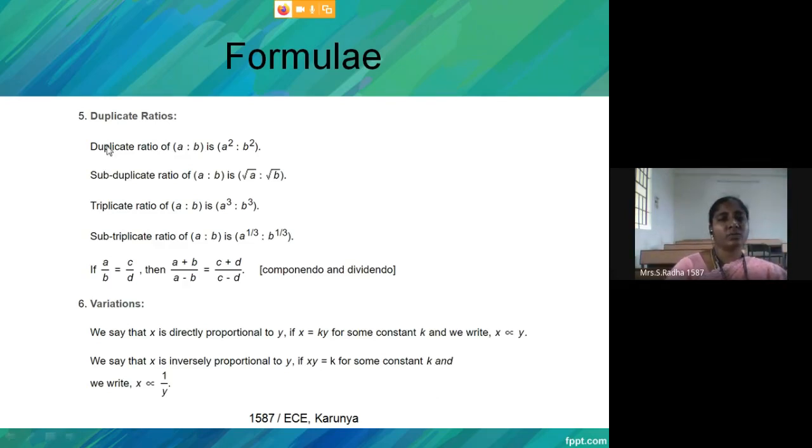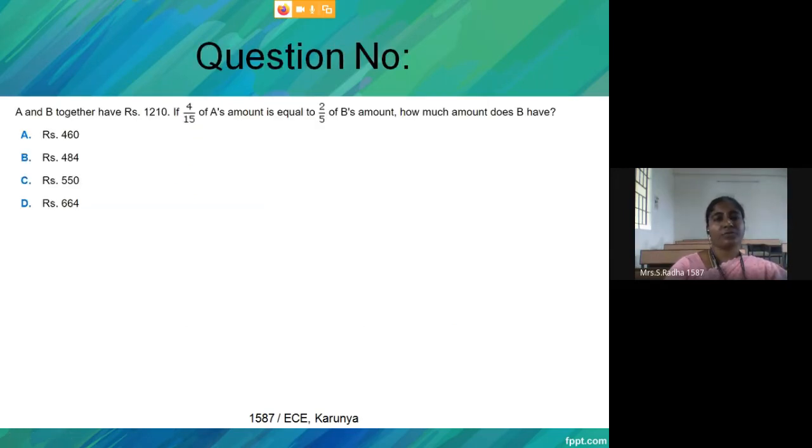Duplicate ratios, subduplicate, triplicate. Maximum we will not go with problems in these topics. If at all in your placement it is required, you should have some knowledge. And from an exam point of view, we will go with the product of means, product of extremes, something like that.